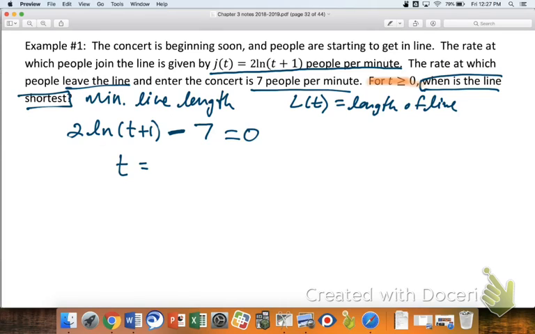Good idea, good idea. Anybody have an answer for this one? Go ahead, Luke. 32.1. Hey, remember we always do 3 decimals. That is the habit we are in. 32 point what? 115. 32.115. You guys agree with that? Yes. Okay. So t equals 32.115.